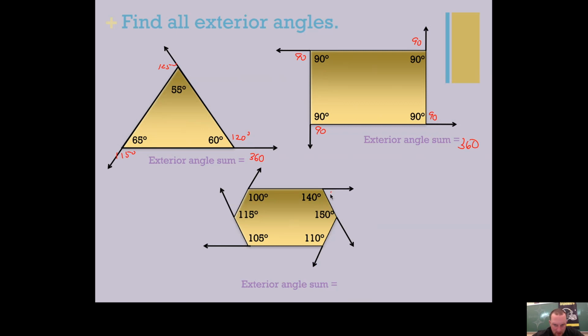This one, let's find our exterior angle measures. It's a six-sided shape, so there's six interior angles, there's six exterior angles. What are these six exterior angles going to add up to? You add those six numbers together, it's going to give you 360. The interior angle sum is different than this shape, and it's different than this shape. But the exterior angle sum is the same in all of them. It's always 360.